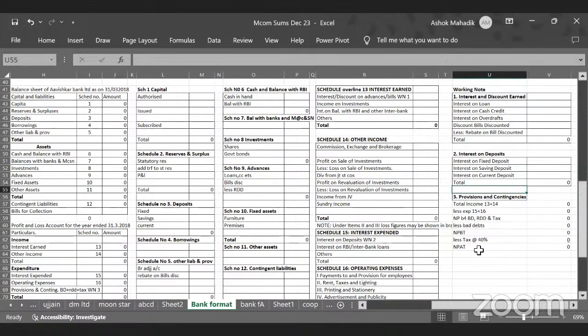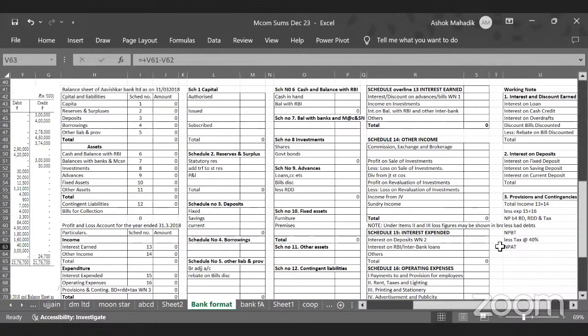This is most important. This will carry at least 2 marks. Once you close schedule 13 and 14, that is income, you will first enter it here in total income. Then you will write schedule numbers 15 and 16 total. That is total expenses. Then you get the profit figure. From that you subtract any bad debts or RDD given. Then if tax rate is given, we subtract that also. Then you get net profit after tax. This will be useful while we close the P&L account.